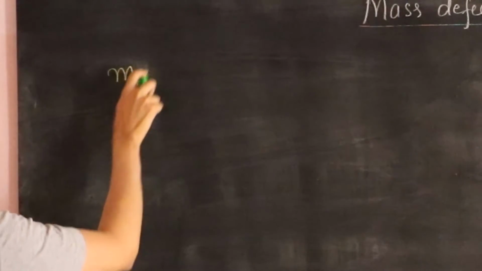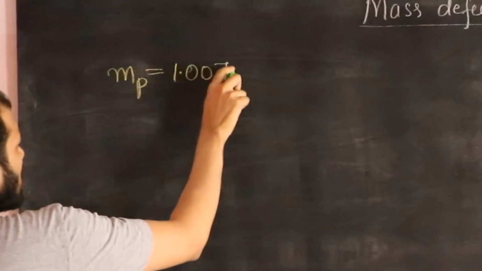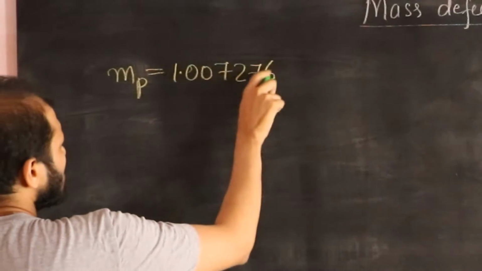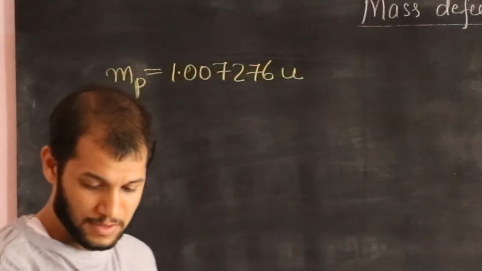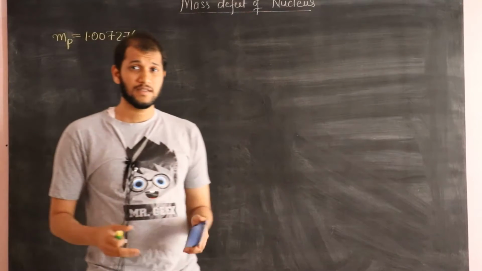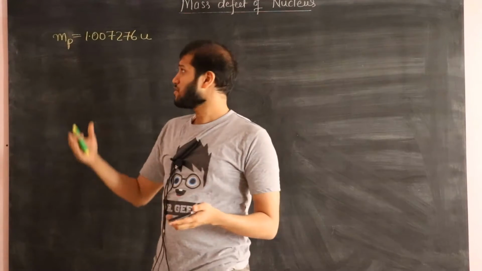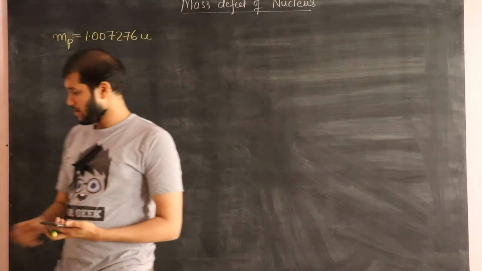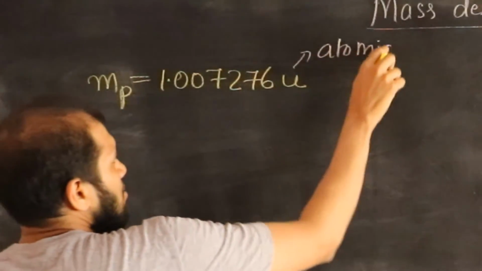Mass of a proton is equal to 1.00726 U, where U stands for atomic mass unit, which is a very, very tiny unit of mass. Just like how we measure day-to-day stuff mass in kilograms, we usually measure the mass of tiny particles like protons and neutrons using this particular unit called the atomic mass unit.